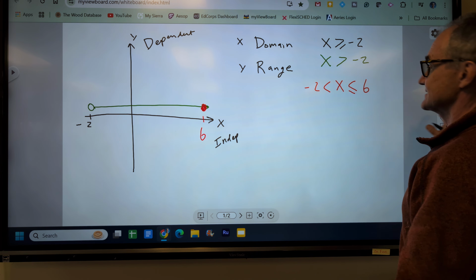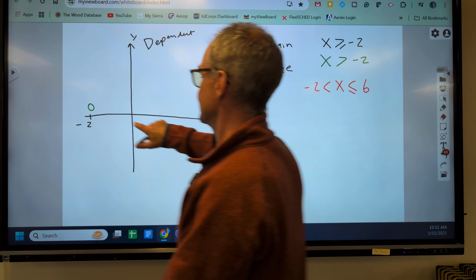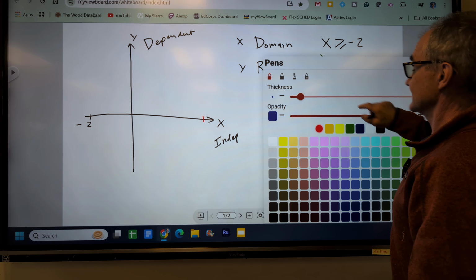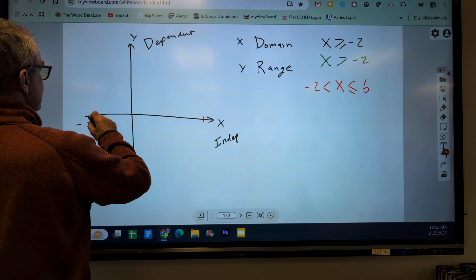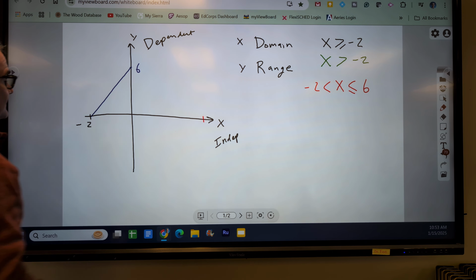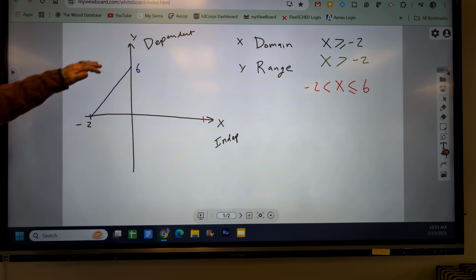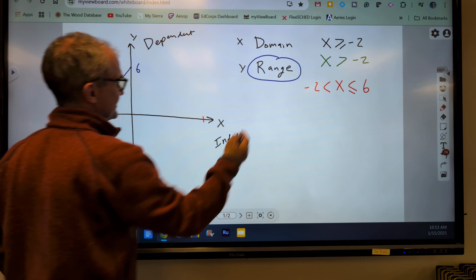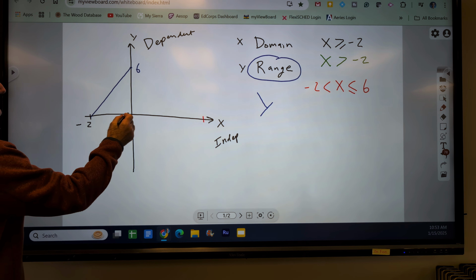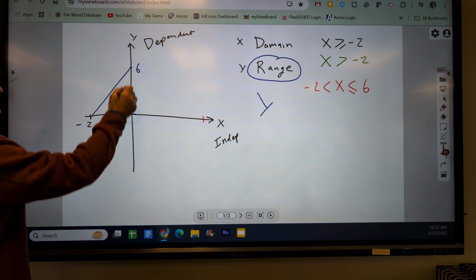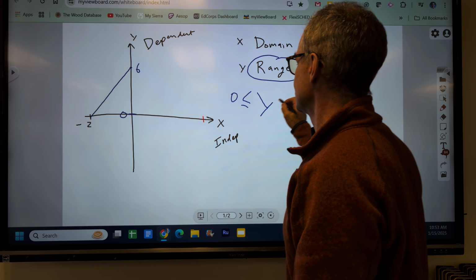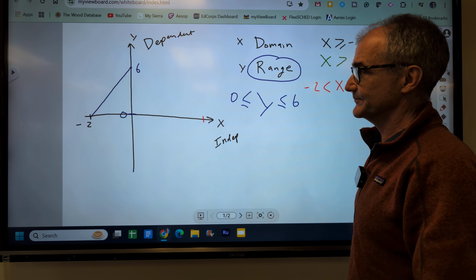If I wanted to regulate some of these on range, you could do that as well. Let's do a new graph right here. Let's say I have that graph that looks like this, and it's finite, and it stops at 6 here. I am looking at the range only, so I'm talking about values of y. They are closed circles here and here. It starts at 0 on the y-axis up to 6 on the y-axis. So values of y are greater than or equal to 0, less than or equal to 6.